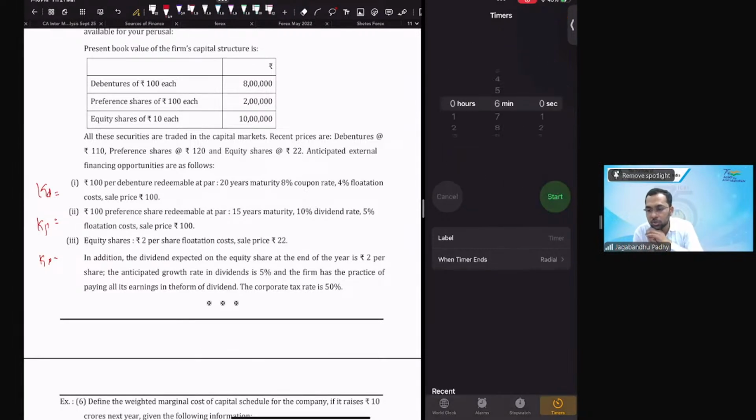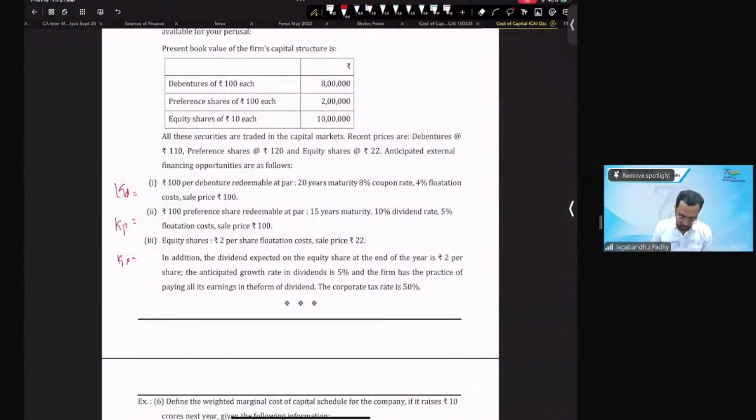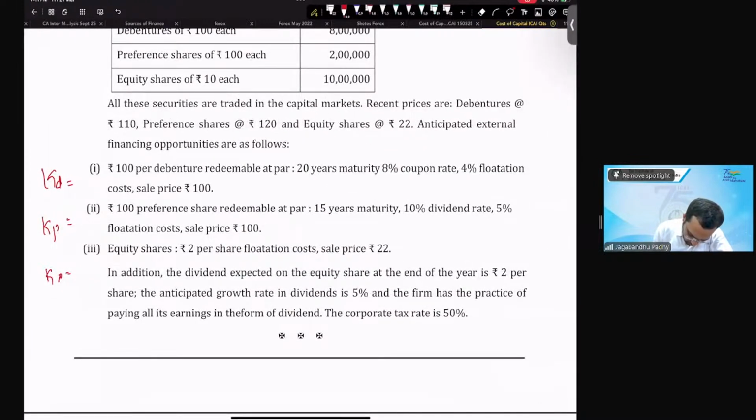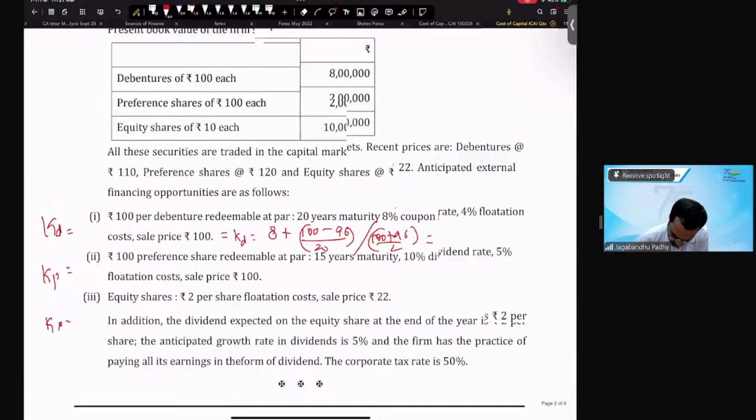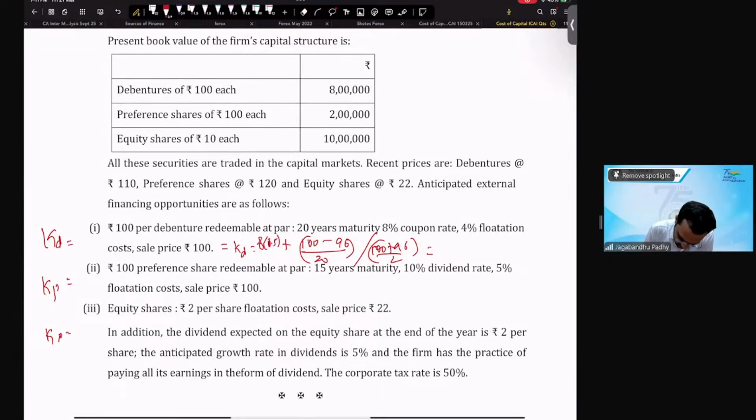So you got it: cost of debt, cost of preference share, and cost of equity. Okay, perfect. Looking at cost of debt: the coupon rate is 8%, so 8 plus redemption value 100 minus net proceeds 96, divided by 20, and then the whole divided by (100 plus 96) by 2. Since a tax rate of 50% is given, this is multiplied by (1 minus 0.5). So the answer is 4.28%. Are we getting 4.28%, everyone?